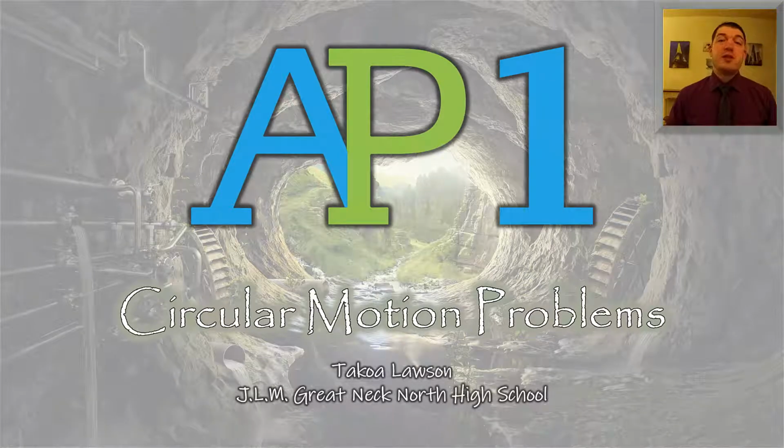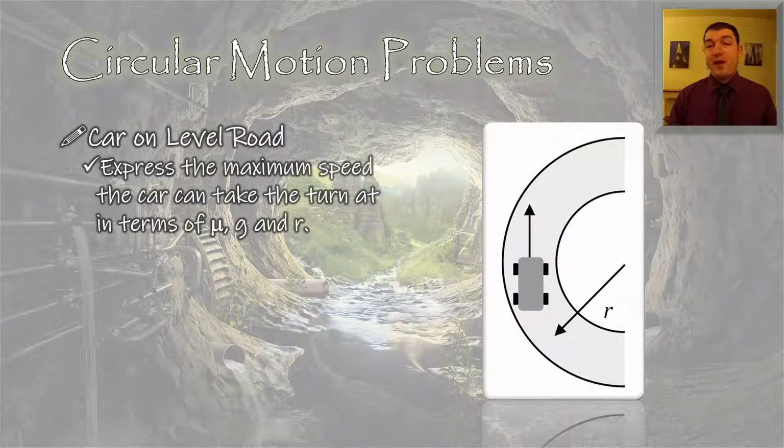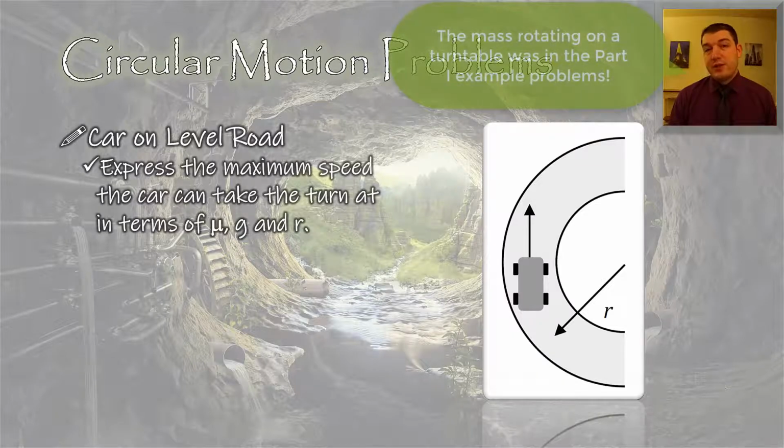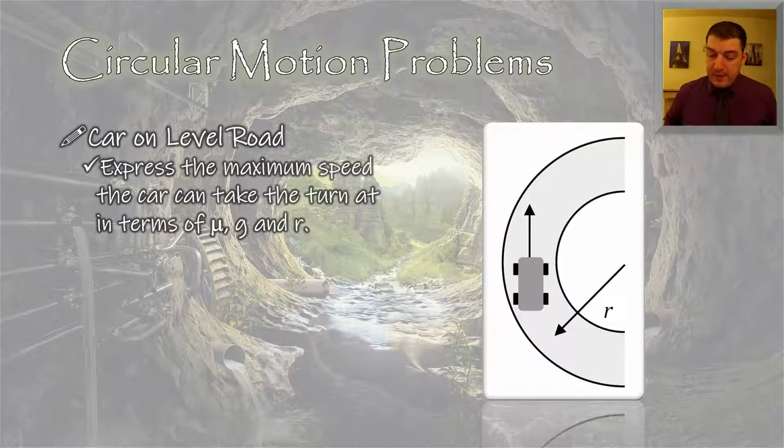Today we're going to be looking at some example problems for the circular motion unit. The next problem that we're going to look at is a car driving around a circle on a level road. In a lot of ways, this is similar to the mass on the turntable that's rotating. The only difference is, instead of the ground rotating and the mass sitting on top, the mass is now driving around the path it would take if it was at rest and the floor underneath it was rotating.